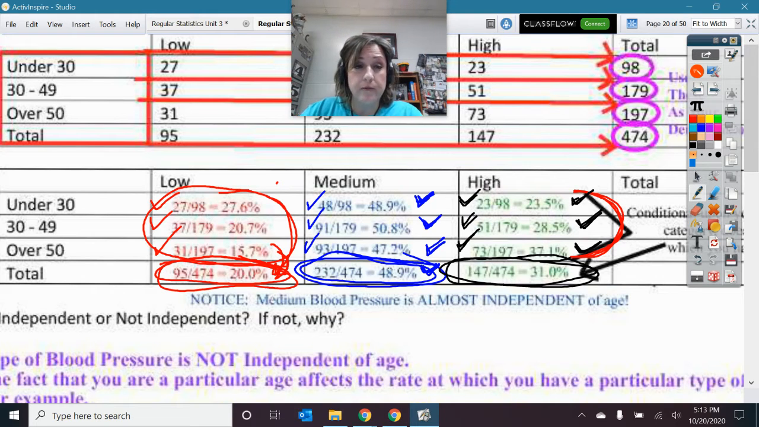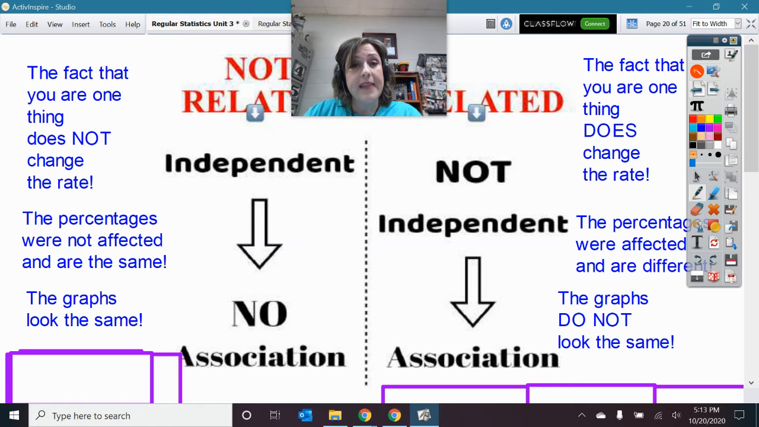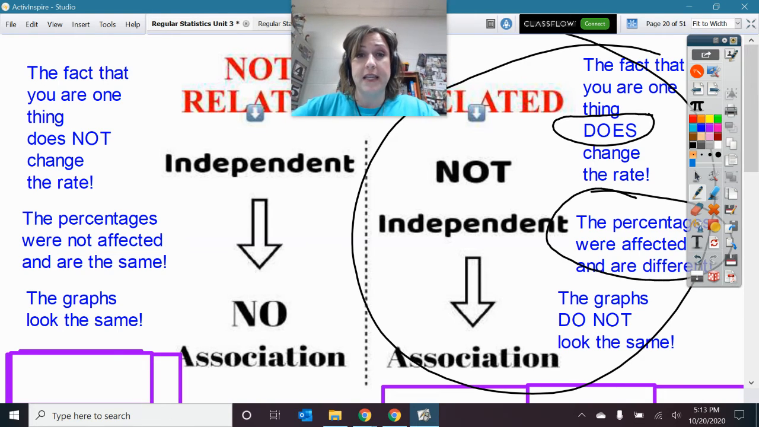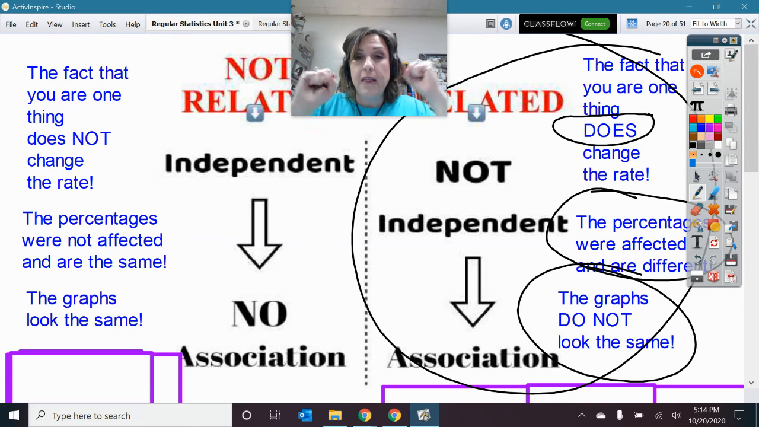So overall, do you say that the fact that you are a particular age is affecting the rate at which you have a certain type of blood pressure? And I hope that you can see that yes, it is. The fact that you are under 30, 30 to 49, or over 50 affects the rate at which you have low, medium, and high blood pressure. So that does change the rate. The percentages were affected. If we were to draw our little pictures, the graphs would not look the same because the percentages are different. They are related. Something's happening. They're connected together. There is an association. They are not independent of each other. They are affecting each other. Okay. So hopefully that kind of makes sense.